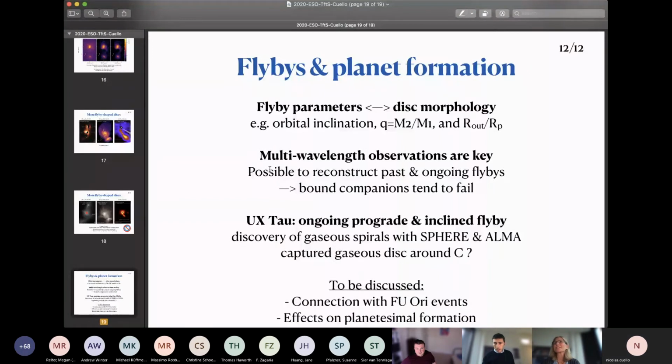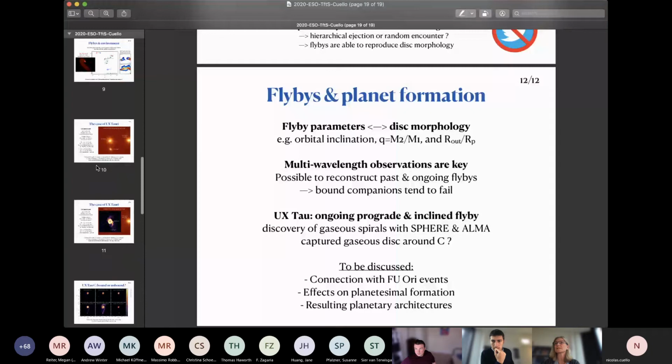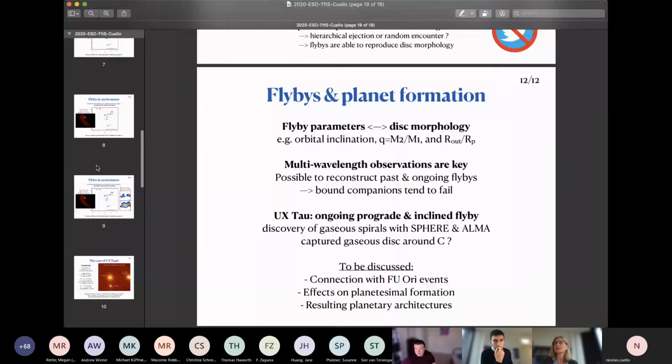Yes, we have a question here in the chat. A question from Mario. It is about the accretion burst triggered by close encounters. I'd like to know how the duration of the accretion burst and the time when it starts compares with the time scale of the gravitational interaction.